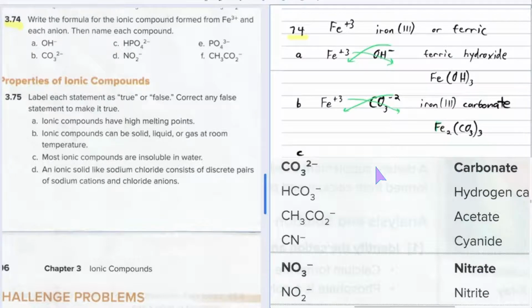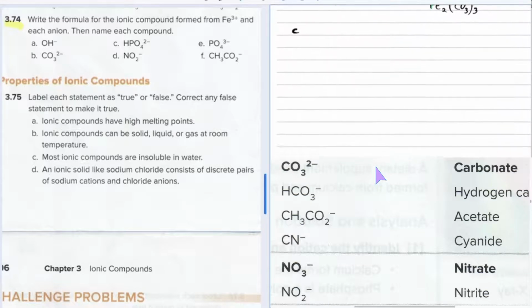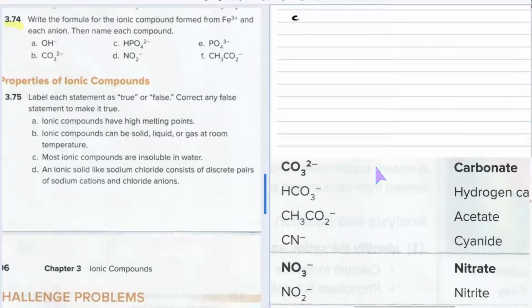Okay, C. What do we got now? HPO4 minus 2. So we got the Fe plus 3, and then we got the HPO4 minus 2. Okay, I need 2 of those and 3 of those. So the formula is going to be Fe2 and then HPO4 3. And this one we'll call ferric.